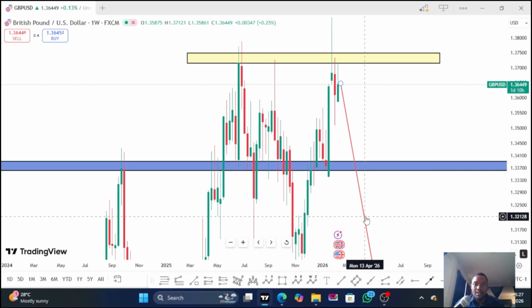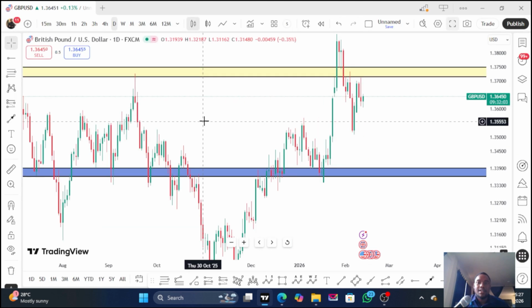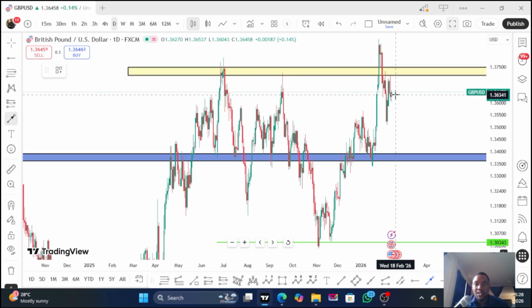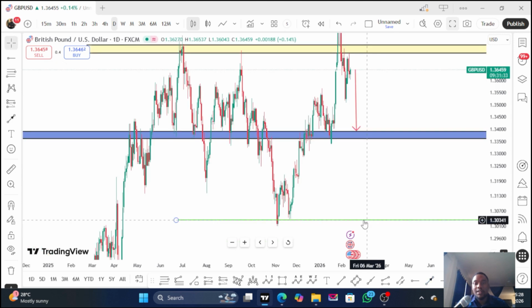Let us move to the daily and see the waves, how the market was forming ups and downs. So if we remove this level, this major zone, this is a massive double top. Our first level target will be here. I'll be shorting this market from here to here. This is my first level target. Then my second target will be at the neckline.